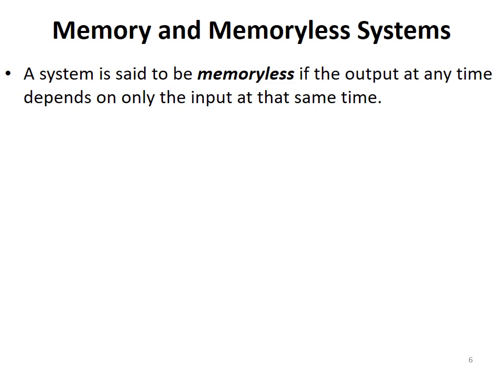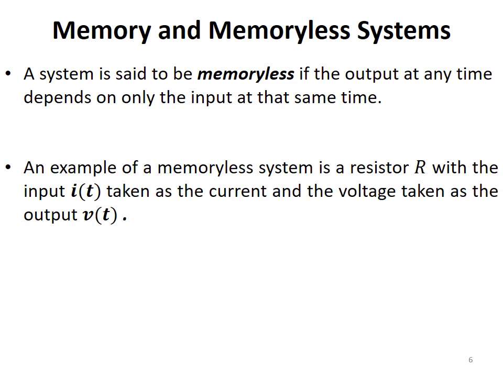Then the next classification is the memory and the memoryless systems. Memory here refers to the energy storing capacity of the system. So a system is said to be a memoryless system if the output at any time depends only on the input at the same time. That is called the memoryless system. So it means the system doesn't have the capacity to store energy, to memorize the history.